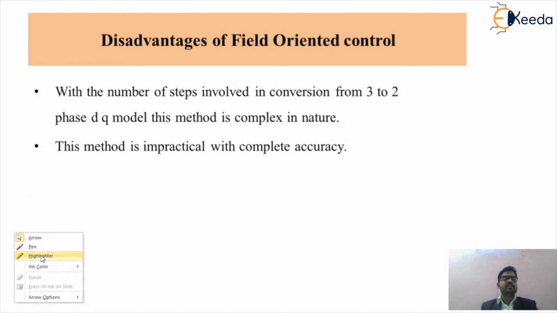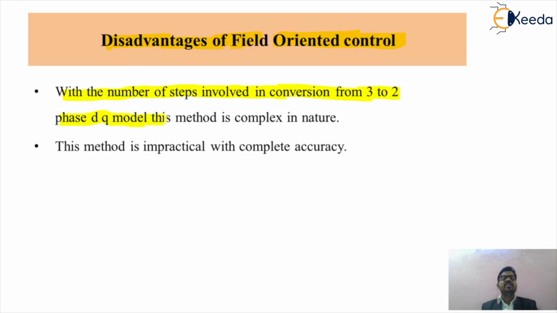Now we can discuss some of the disadvantages of the field oriented control scheme. The first disadvantage is that, with the number of steps involved in the conversion from the three phase to the two phase DQ model, this method is complex in nature, because we want to convert the model of the three phase quantity into a two phase stationary quantity.